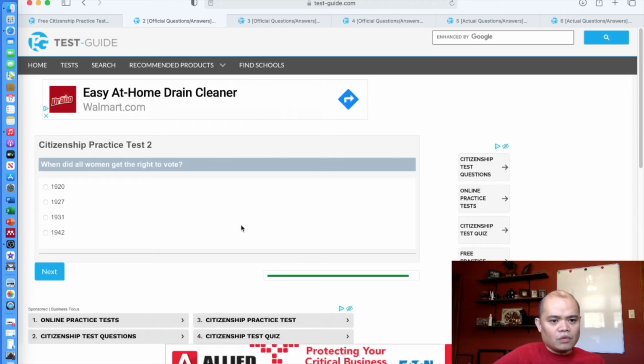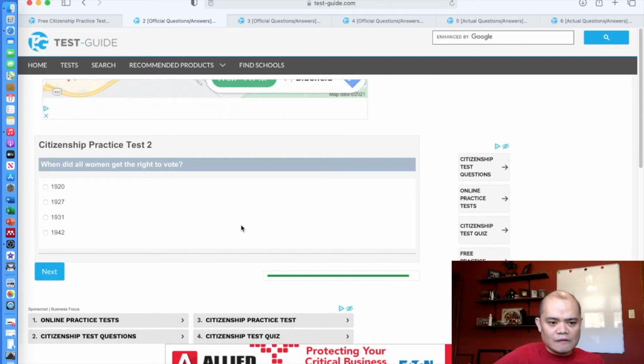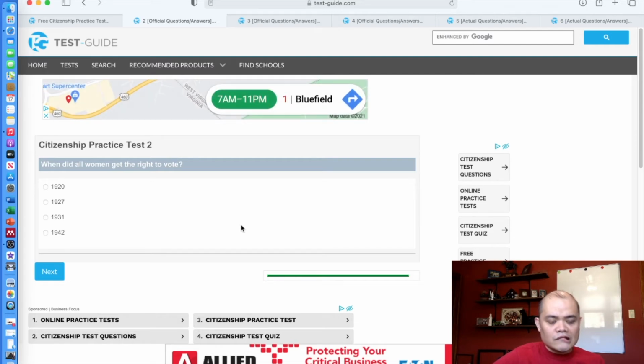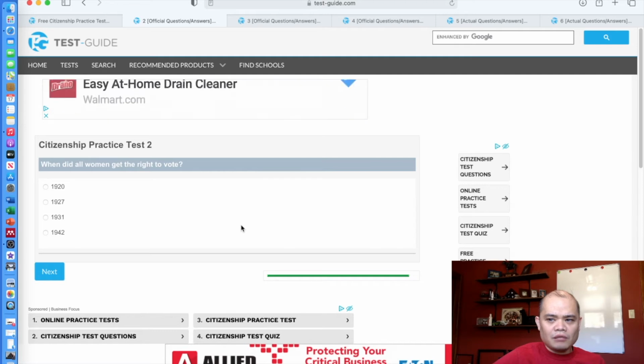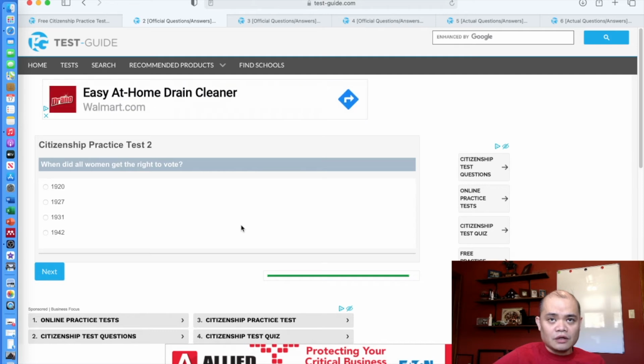When did all women get the right to vote? That would be in the 20s. So you have 1920 and 1927. It can't be 1927 because that's near the Depression. So I would say 1920.